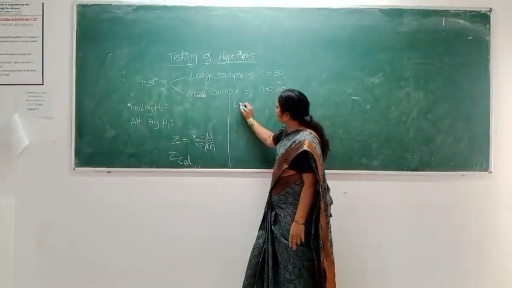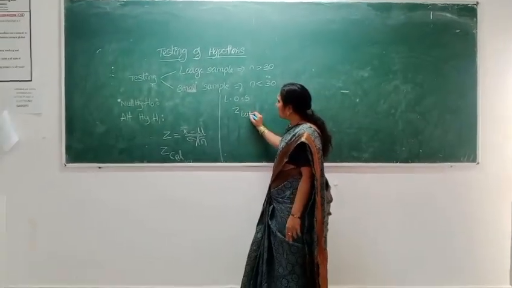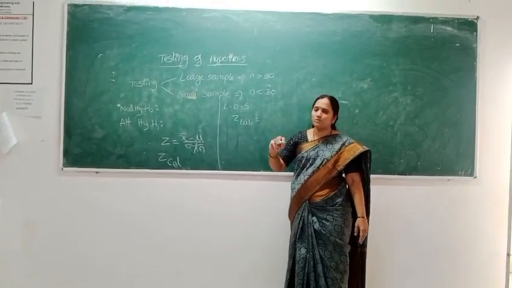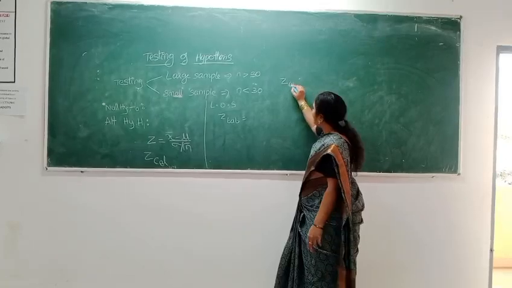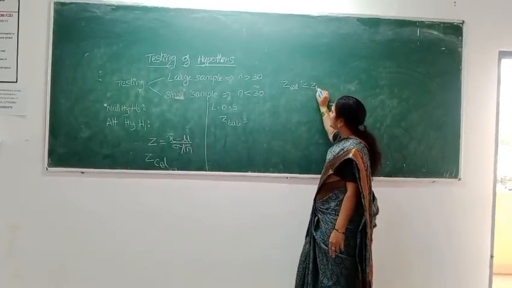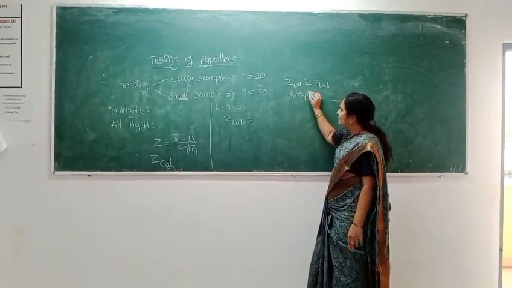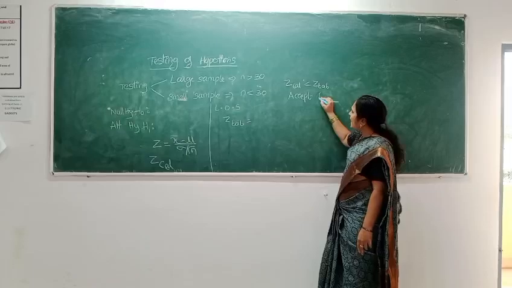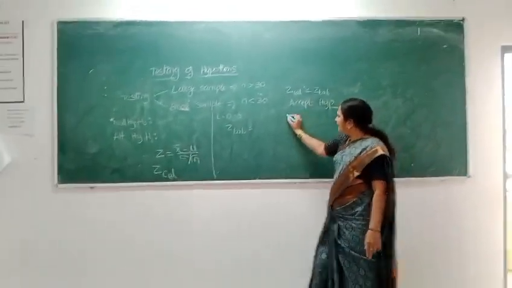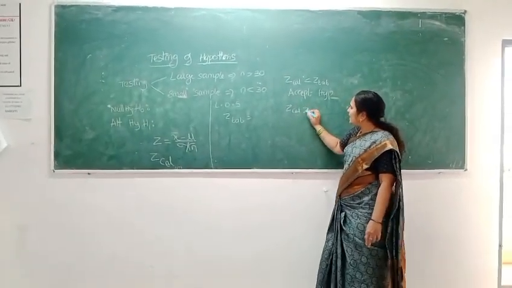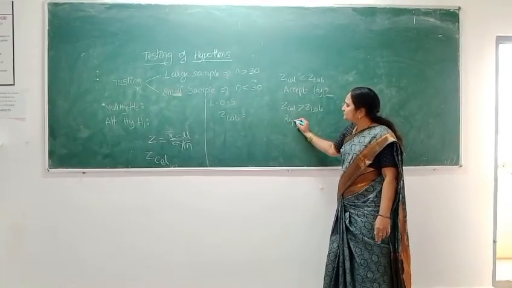For the given level of significance, we will find the Z tabulated value from the table of the normal distribution, and we will compare the results. If the Z calculated value is less than the Z tabulated value, then we will accept our hypothesis, which says that the sample is taken from the population. If the Z calculated value is greater than the Z tabulated value, we reject our hypothesis.